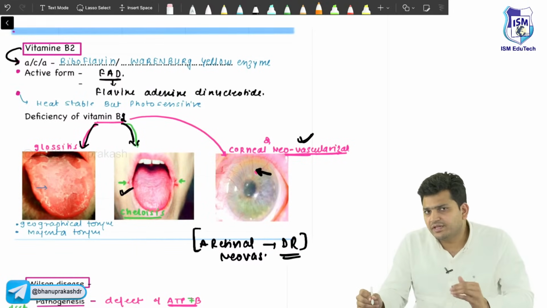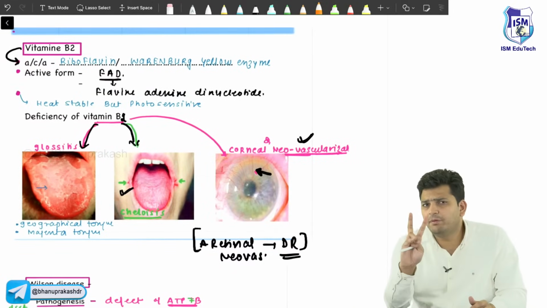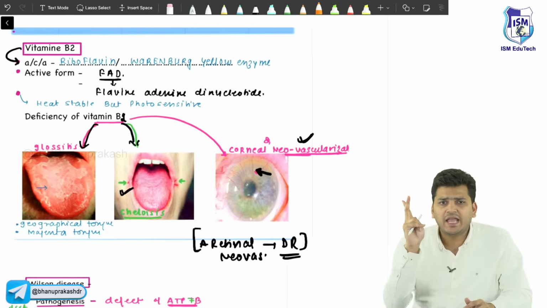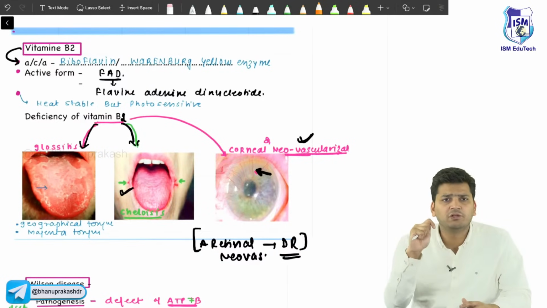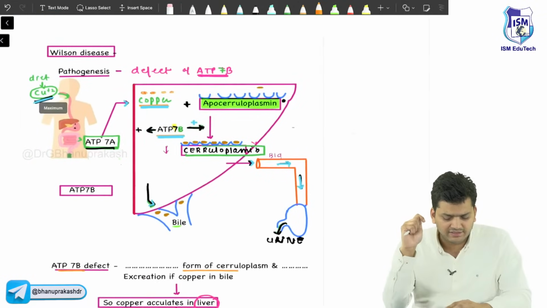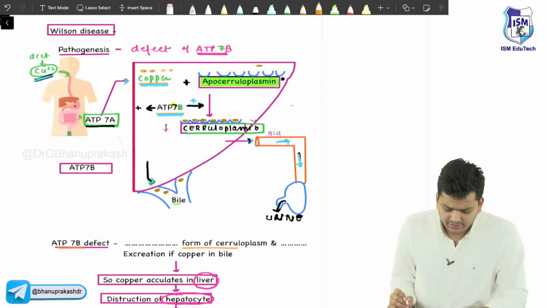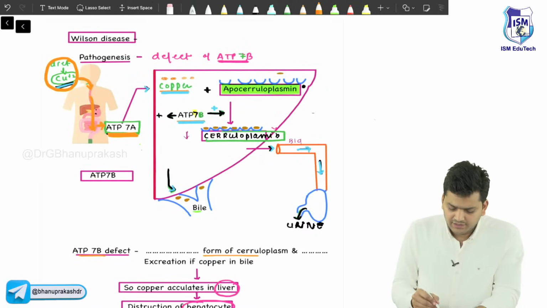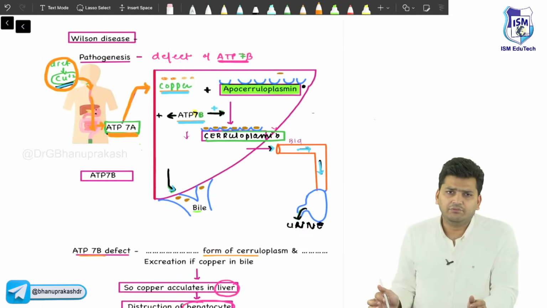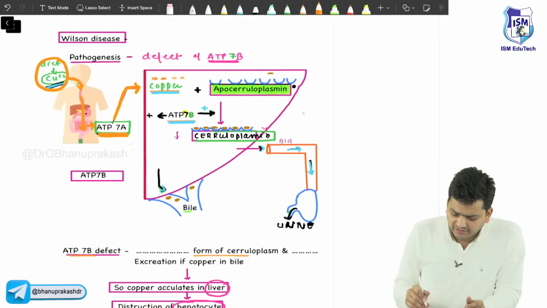Let's understand the next mineral, that is copper. And in copper, we need to understand two diseases, Wilson and Menkes disease. Very important. Wilson disease, we are expecting that a question will be there from Wilson disease. So let's understand what Wilson is. When you take copper in your diet, this copper gets absorbed in the intestine with the help of ATP7A. This ATP7A is going to transport the copper to the liver.